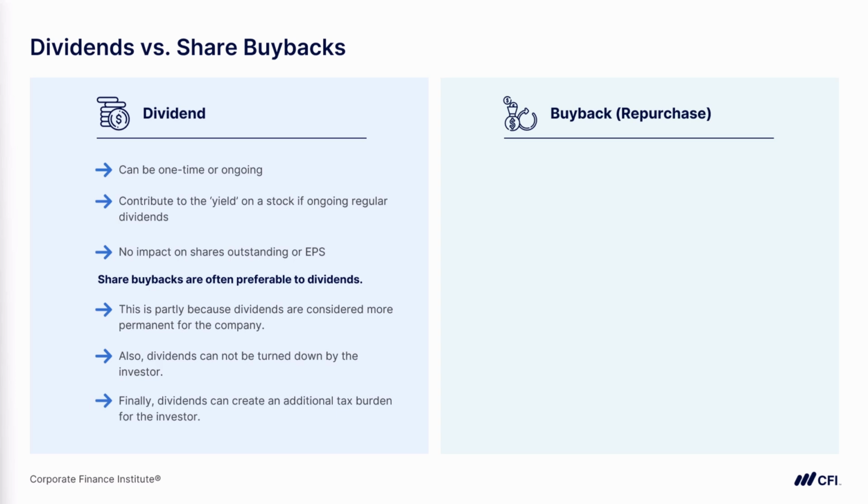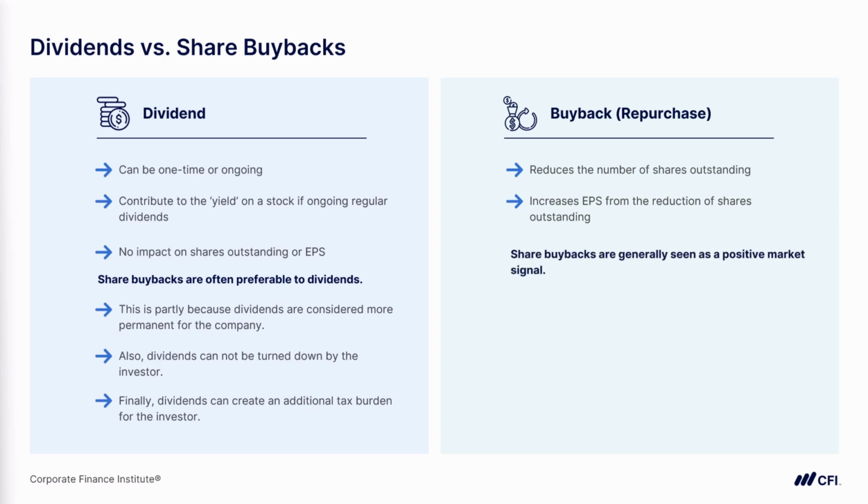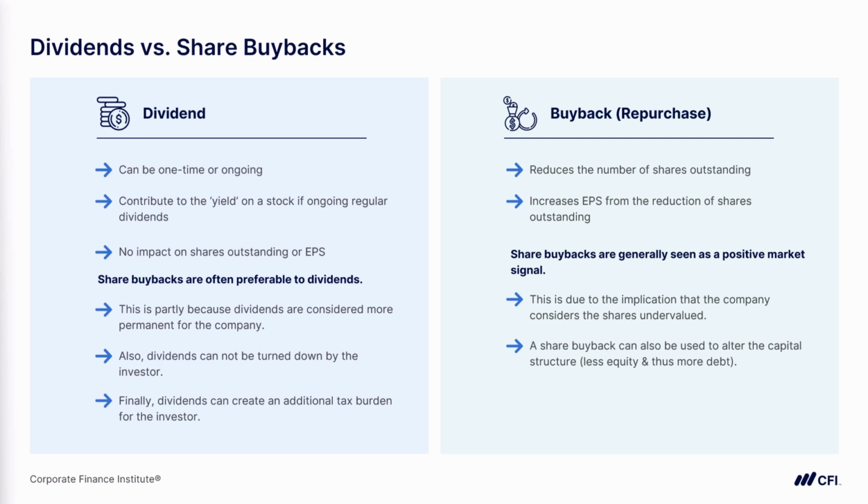So let's switch over now to look at share buybacks, which would reduce the number of shares outstanding. Obviously, this would increase the earnings per share from the reduction of shares outstanding. And share buybacks are generally seen as a positive market signal. And this is really due to the implication that the company considers the shares undervalued. Share buybacks can also be used to alter the capital structure. So a buyback would obviously decrease the proportion of equity and increase the proportion of debt. Share buybacks can also offset dilution, which may have been caused by the issuance of stock options.